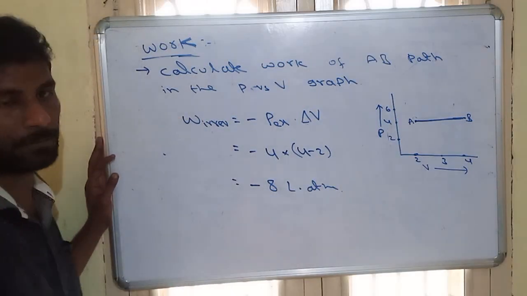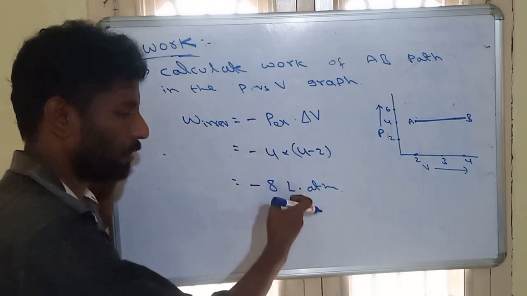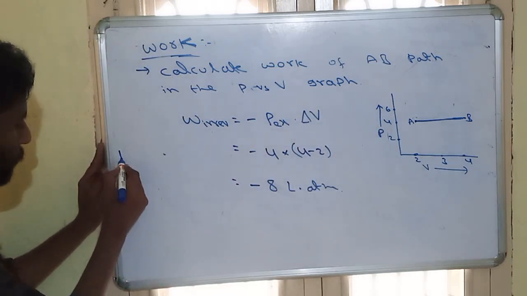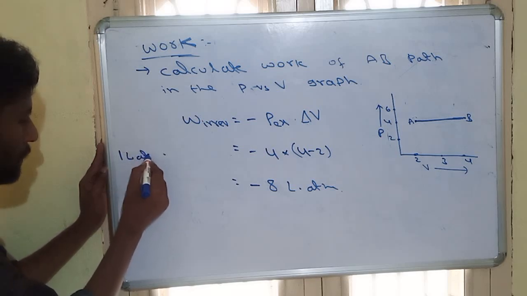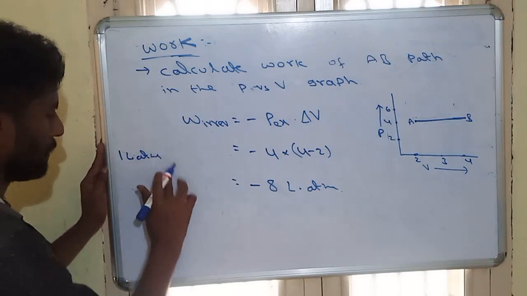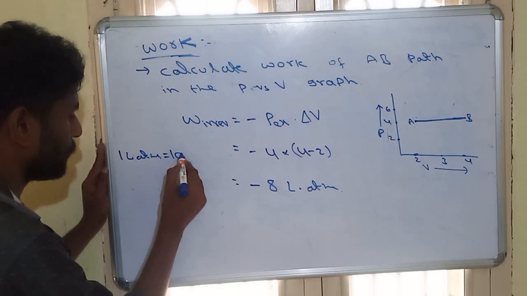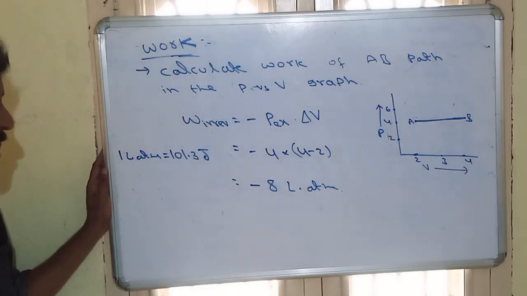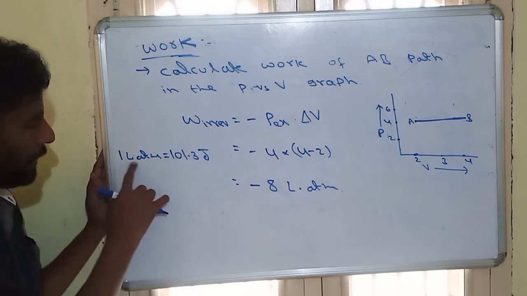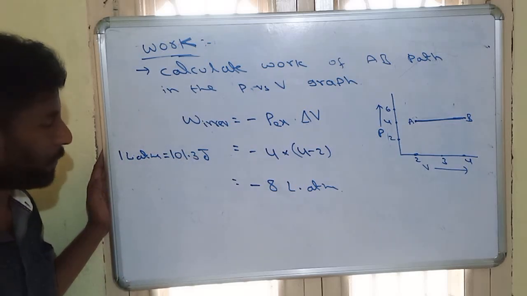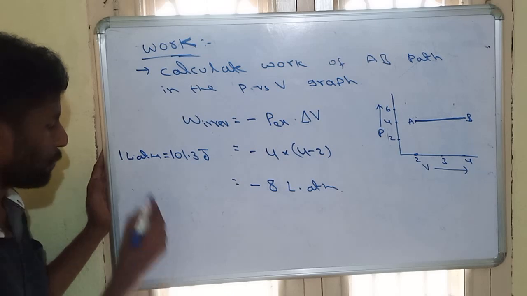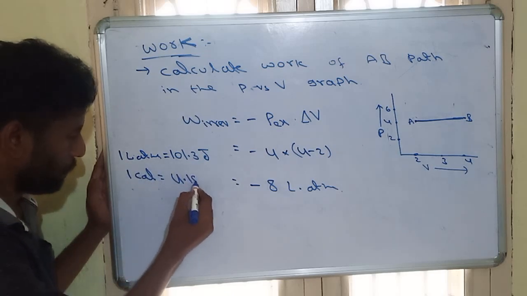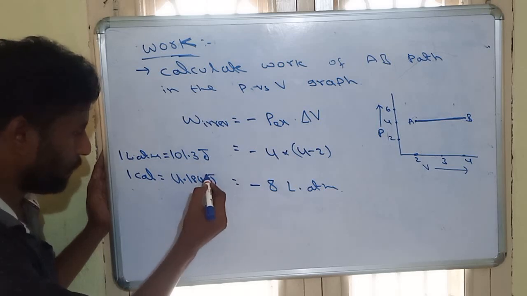Work or heat, SI units are joules. So liters atmosphere we can convert to joules. Remember, 1 liter atmosphere is equal to 101.3 joules. Also remember, 1 calorie is equal to 4.184 joules.